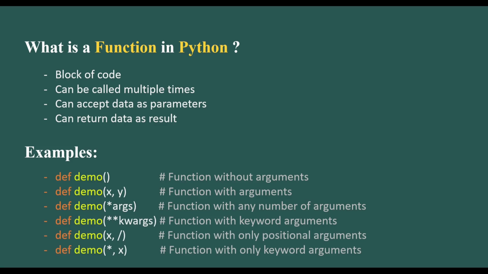So functions start with the keyword def, then a space, and then the function name. And then we have parentheses, and if there are parameters then we need to write the parameters. Now let's learn about various types of functions.